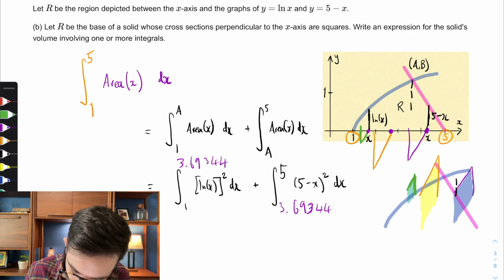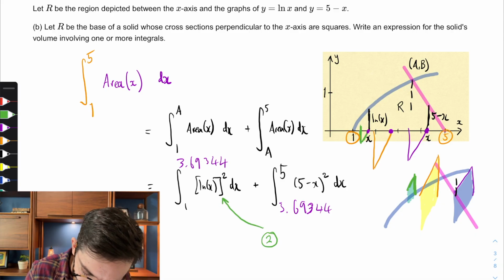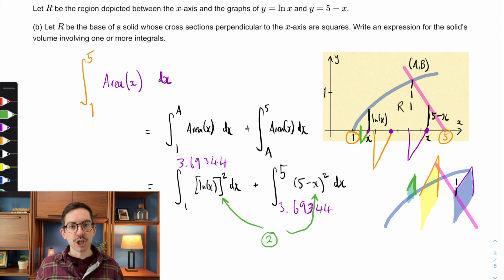How were our points divvied up here? Well, we get 2 points for having our integrands correct, those square cross-sectional areas.